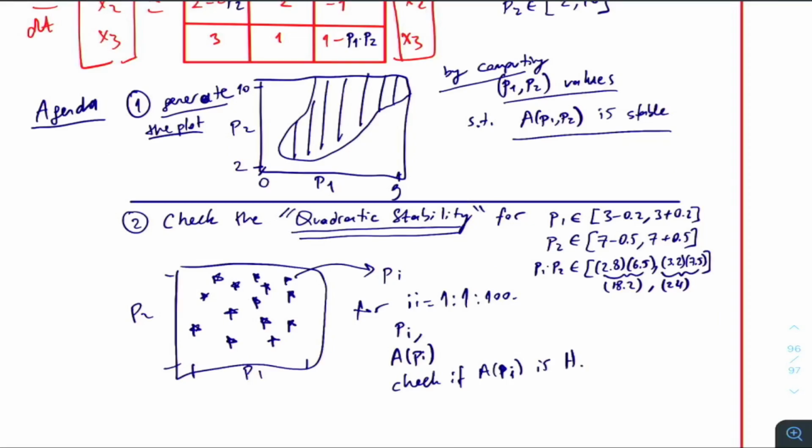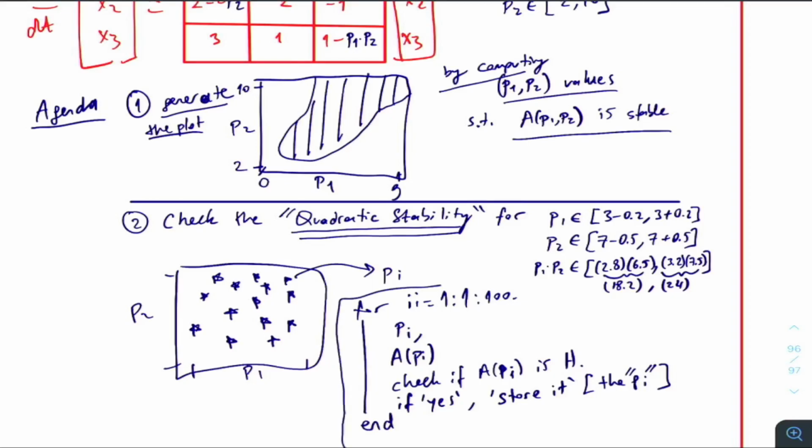If yes, store that value, store the pi basically, right? Okay, and that's it basically. This is the basic pseudo MATLAB code, right.